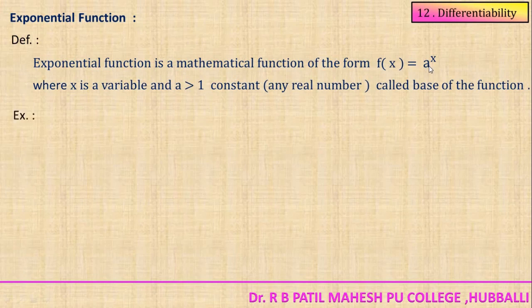For example, if the function is written f of x equal to 2 raised to x, here a is 2 and x is a variable. As I take values of x, x may be any real number. It may be negative, it may be a fraction, it may be 0, it may be positive. There is no restriction on this x because it's a variable. So this function is defined for any value, but the base should be greater than 1. So this function is called an exponential function with base 2.